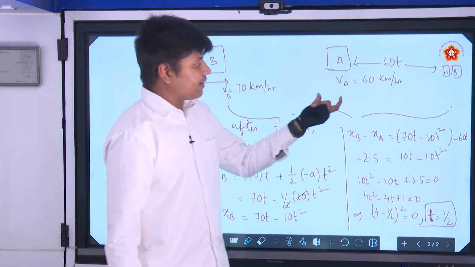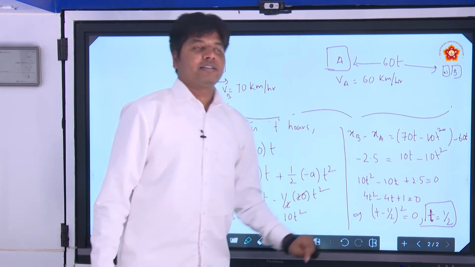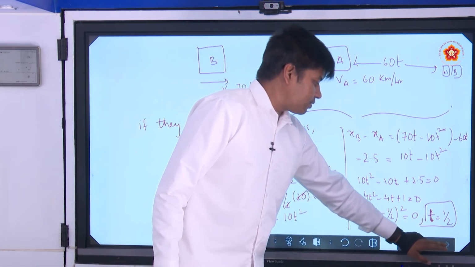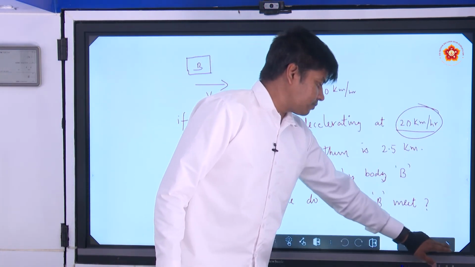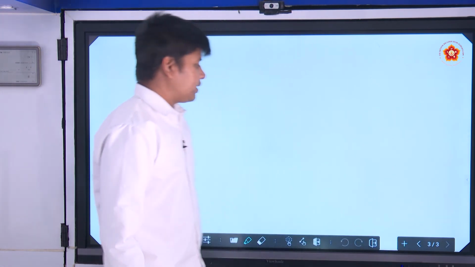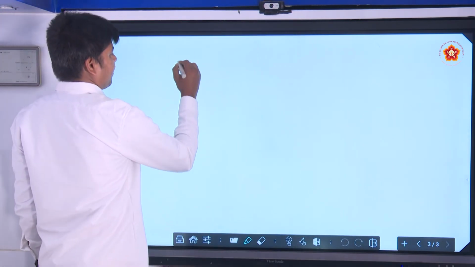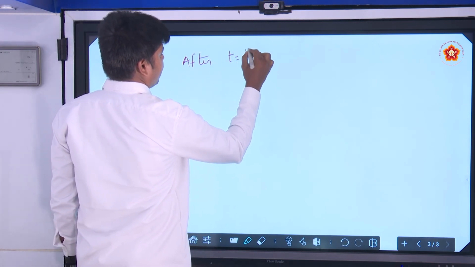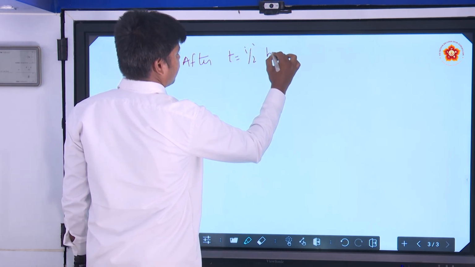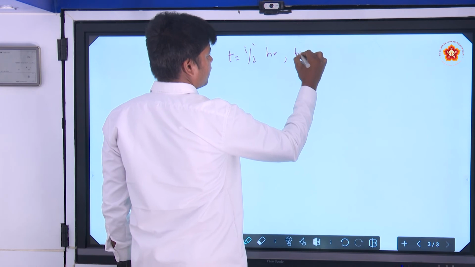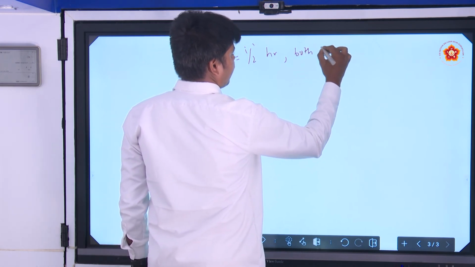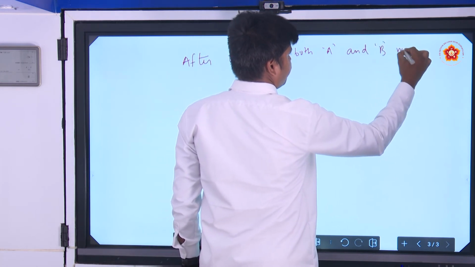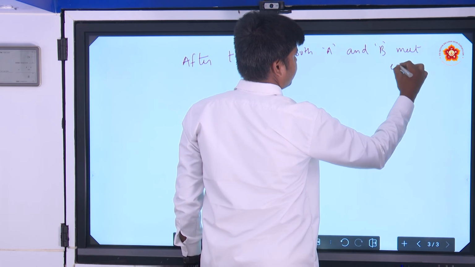So by the time half an hour has passed, how much did B travel? It is very easy now. You can just write: after t equal to half an hour, both A and B meet each other.